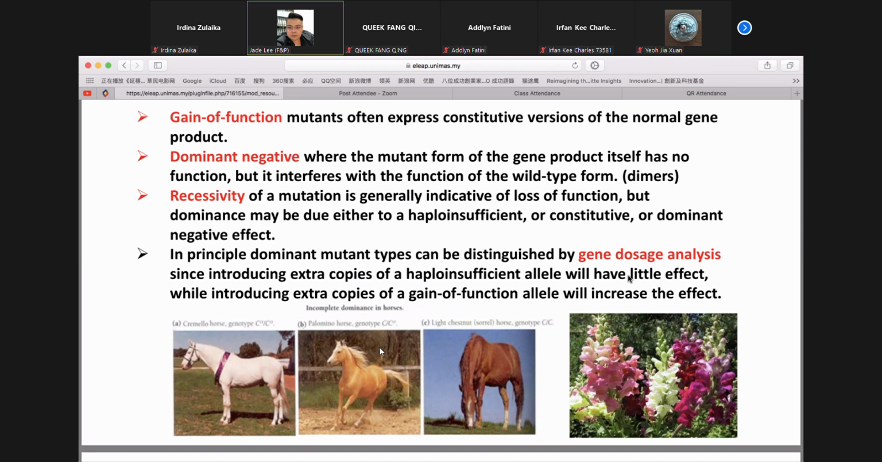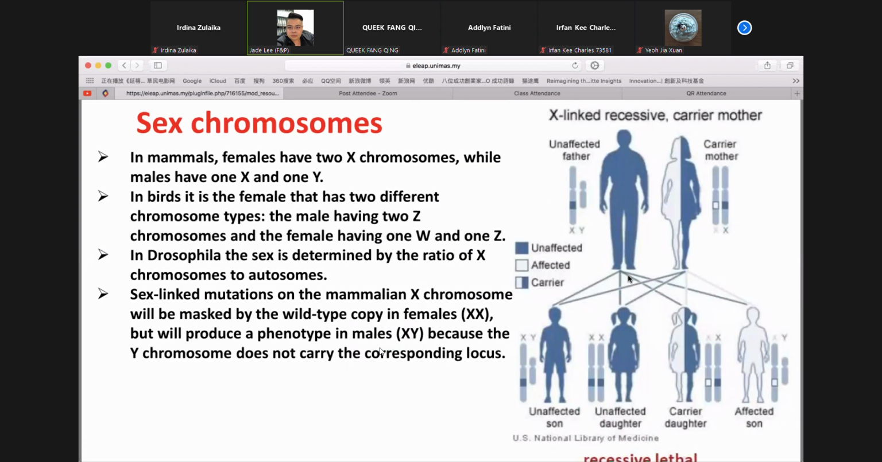Kita tengok X chromosome. In mammals, female has 2 X chromosomes, while males only have 1 X and 1 Y. In birds, it is the reverse: the male has 2 Z, while the female has one W and one Z. In Drosophila, the sex is determined by the ratio of the X chromosome to the autosomes. Sex-linked mutations on the mammalian X chromosome will be masked by the wild type copy in female, which is XX, but will produce a phenotype in male because the Y chromosome does not carry the corresponding locus.